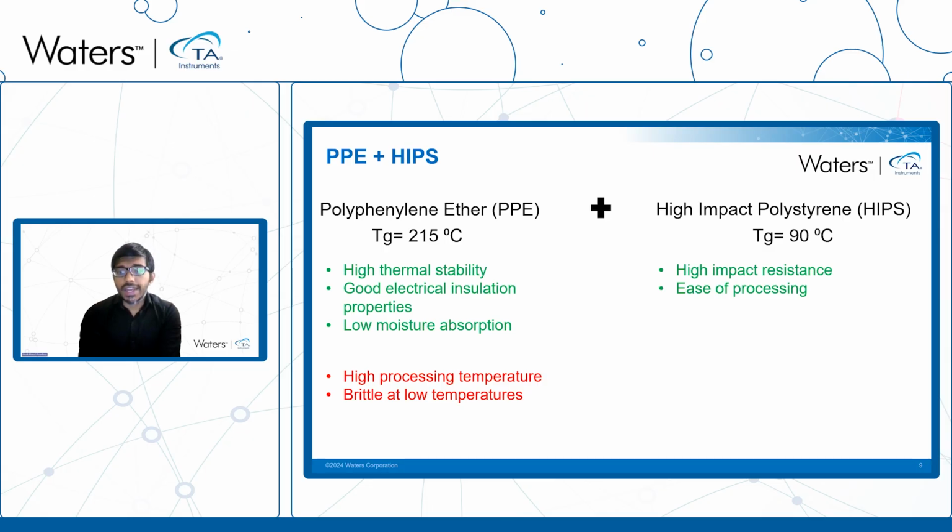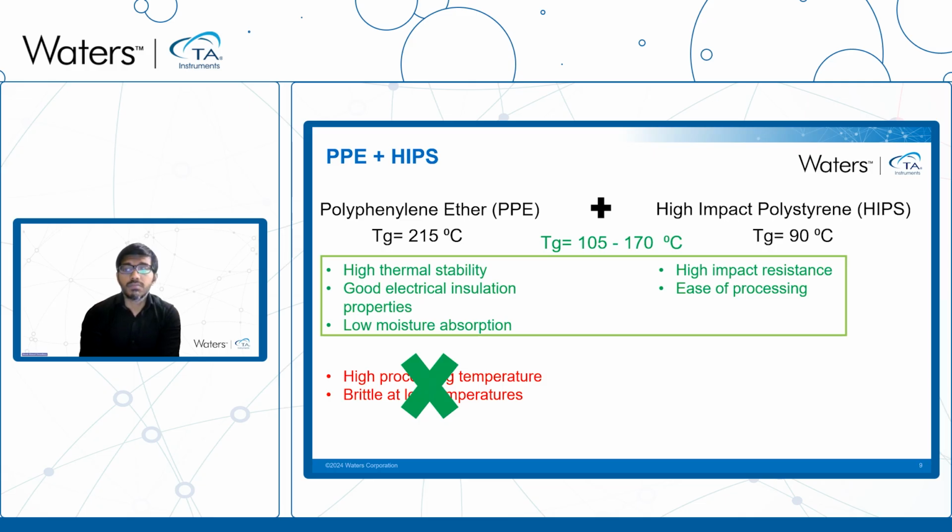When the PPE and HIPS material are combined together to prepare the PPE plus HIPS polymer blend, this new polymer blend has a glass transition temperature between 105 up to 170 degrees Celsius, depending on the ratio of the PPE and HIPS material in the polymer blend. This way, the manufacturer can acquire a polymer blend with enhanced processability and impact properties contributed from the HIPS section of the blend, while sustaining the advantages of the PPE material as well.